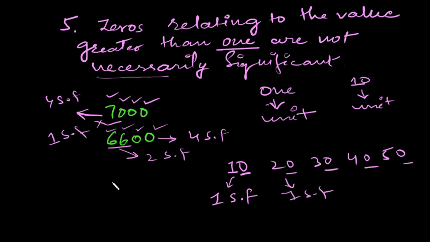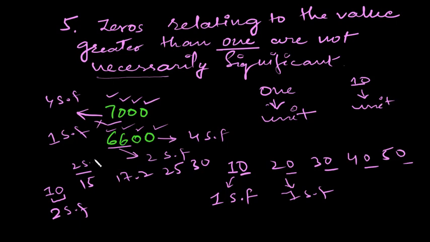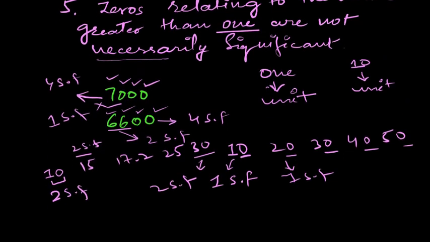But let's suppose I'm talking about measurements such as 10 centimeter, 15 centimeter, then 17.2, then 25, then 30. In this case we are not dealing with 10 as a unit. So here it contains two significant figures, it also contains two significant figures, and same is the case with 30, it also contains two significant figures. I hope you understood this concept, especially the fifth one. It varies according to the measurement values.